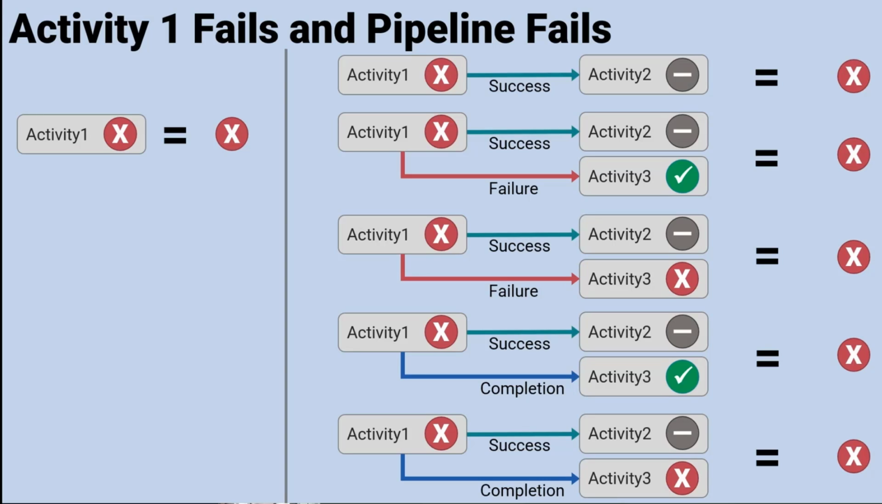What if we take that try-catch pattern from earlier, but we add a success path for a third activity? So if we look at the third one down on the right, now activity 1 fails, activity 2 is skipped, and the failure path leads to activity 3, which executes successfully. This time, though, the pipeline fails. So as soon as we add that success path, that changes the pipeline outcome.